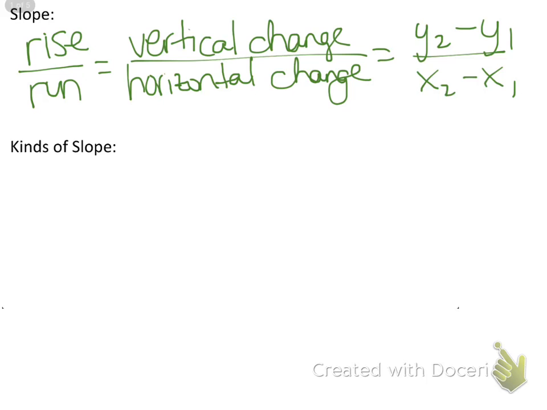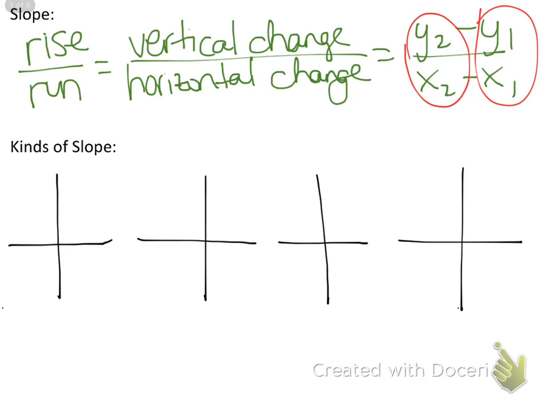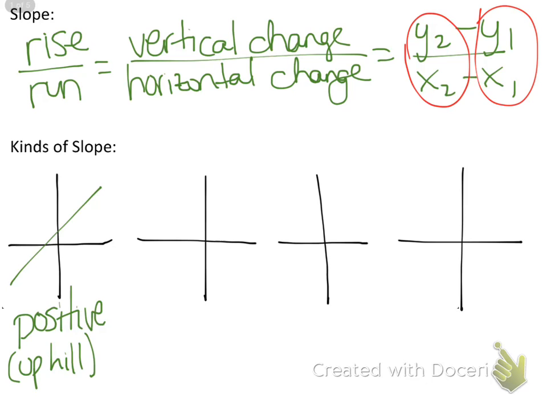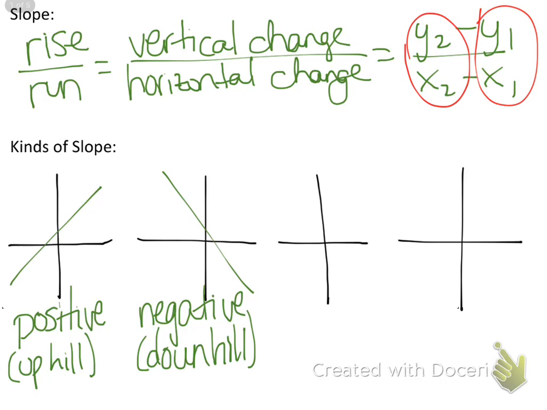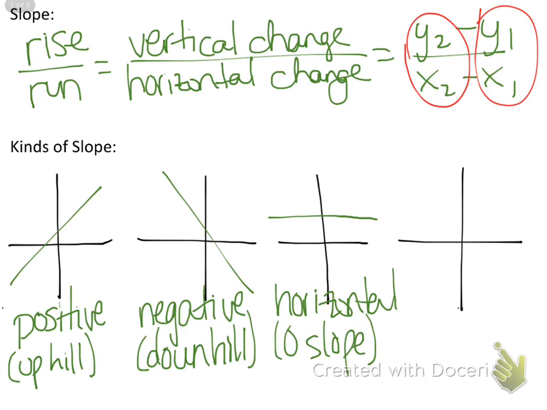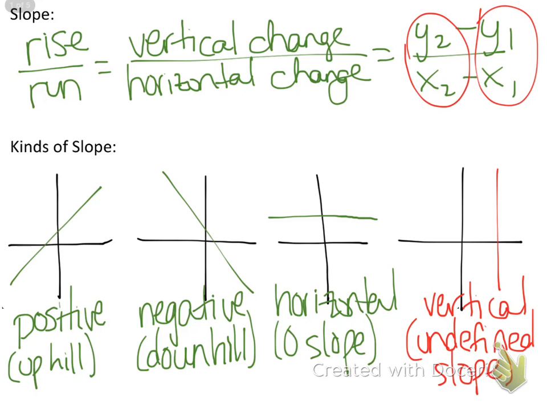So when we're talking about slope, there's basically four kinds of slope. There's uphill or positive slopes, negative or downhill slopes, a horizontal line which has a zero slope, and a vertical line which has an undefined slope. The reason I put a vertical line with undefined slope in red is because a vertical line is the only kind of line that will not be a function.